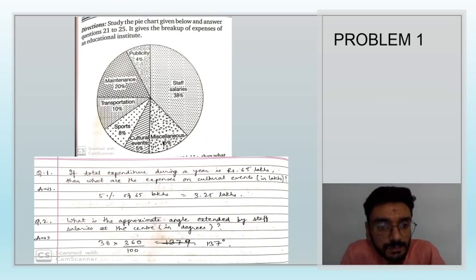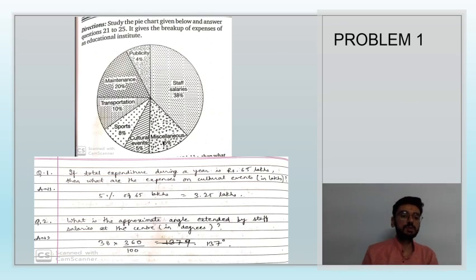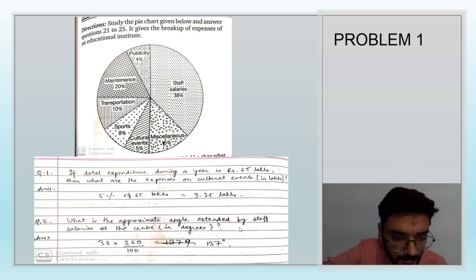So cultural events, 5% of the total expenditure is cultural events. So basically it is 5% of 65 lakhs, that is 3.25 lakhs. I guess this is a very simple problem and you are able to comprehend it. Let us move to the second problem.